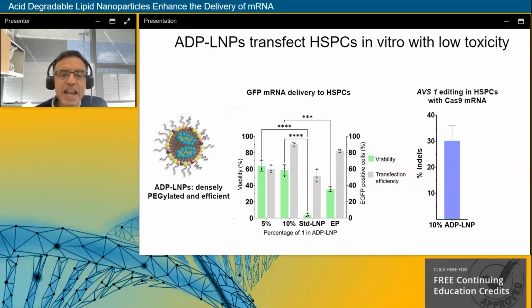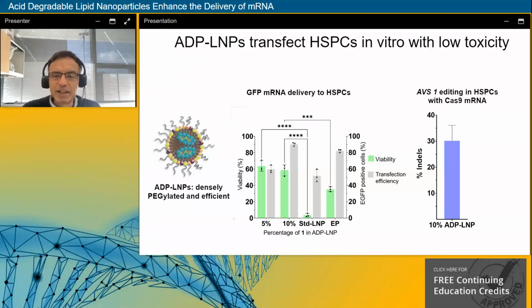We have investigated the ADP LNPs in multiple contexts. One experiment we did was on human hematopoietic stem cells in vitro. Transfecting human hematopoietic stem cells has numerous applications because hematopoietic stem cells are the material used to generate all types of cellular-based therapies, from bone marrow transplants to a variety of others.